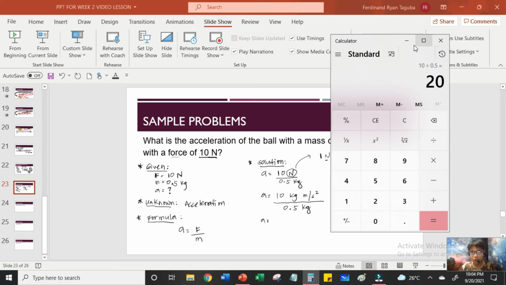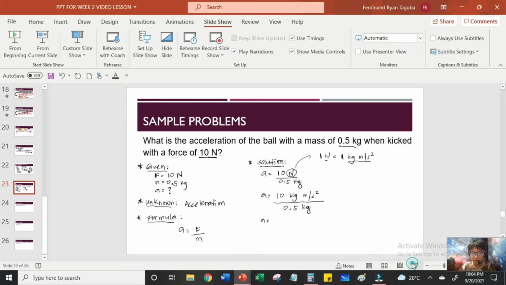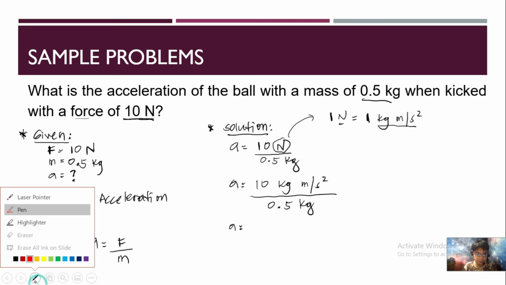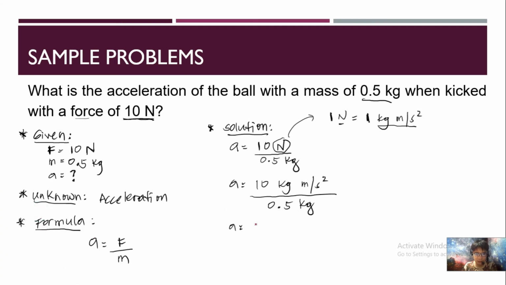So, we have 20 as the answer. What is the unit? Take a look. This is kilogram and kilogram, so they will cancel each other. So, what unit remains? It is meter per second squared. So, the final answer is 20 meters per second squared.